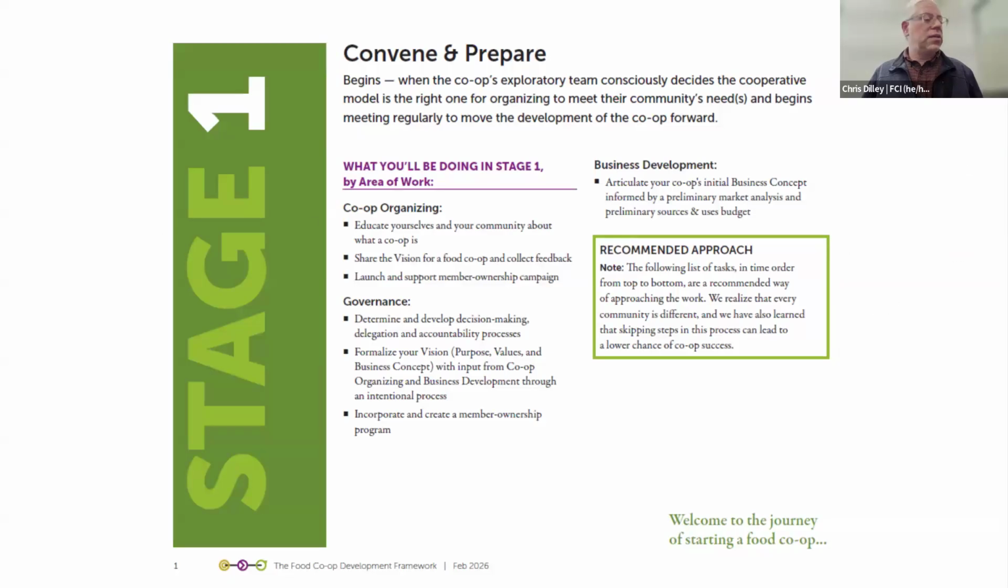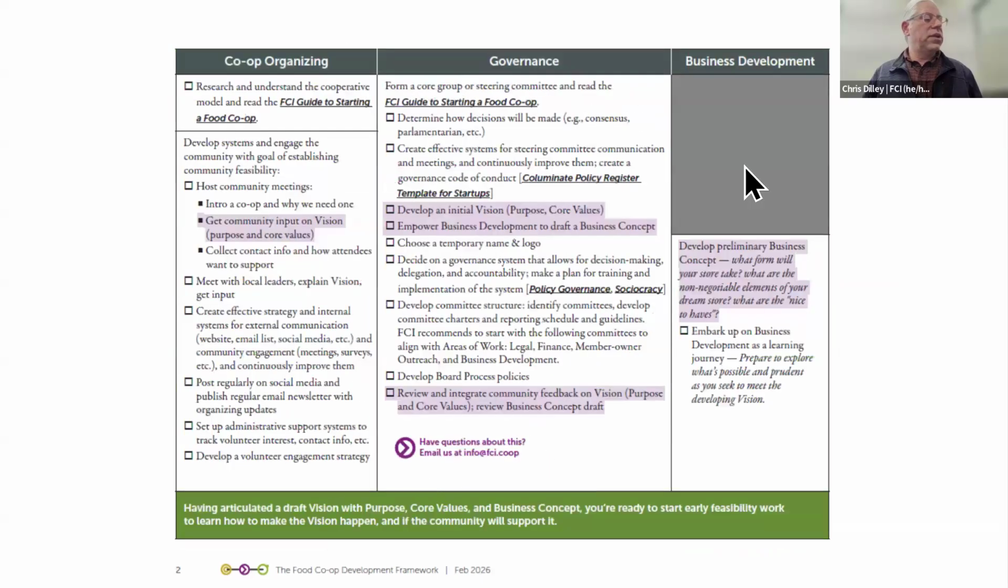And then as we get into the next page, you'll see the level of detail again that you're drilling down into. Again, it's the areas of work across the top in the columns, and then a top-to-bottom progression, starting at the top and working through the tasks on the way down. For example, in co-op organizing and in governance, you're kicking off with reading and discussing the guide to starting a food co-op. Get everybody on the same page and start to be aligned around what the work really is and will be.